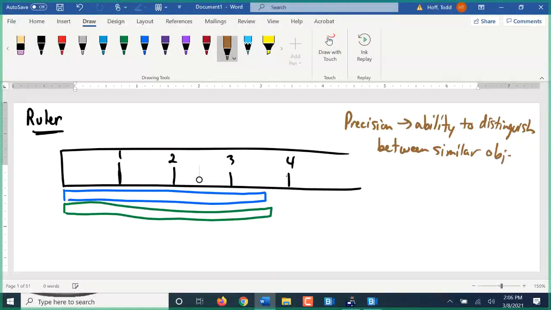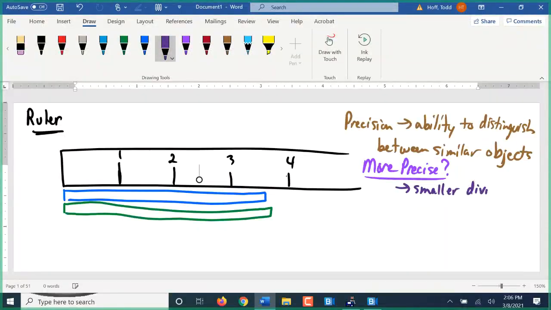These two objects are very similar in length. Oh, my handwriting is horrible. The objects are very similar in length, but they're not the same. But this ruler here cannot distinguish between them. Both of them measure up as 4 units on this ruler. So how can we make it more precise? Well, the simple answer there is make smaller divisions.